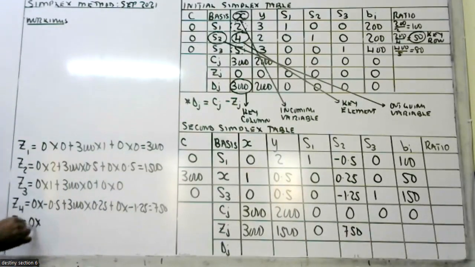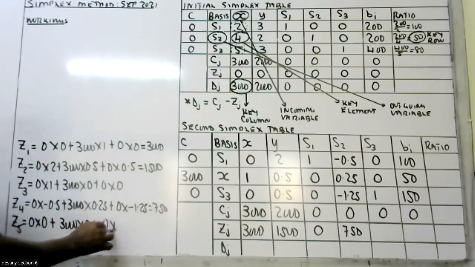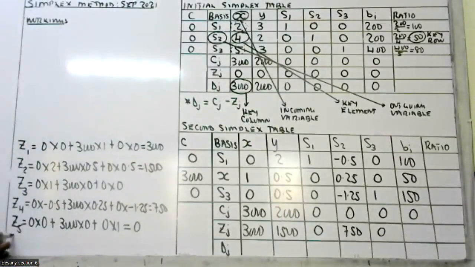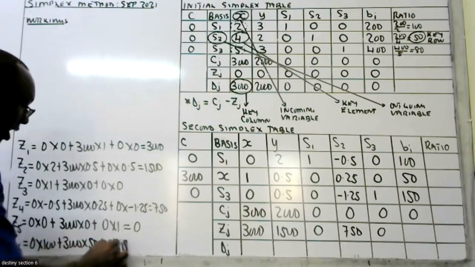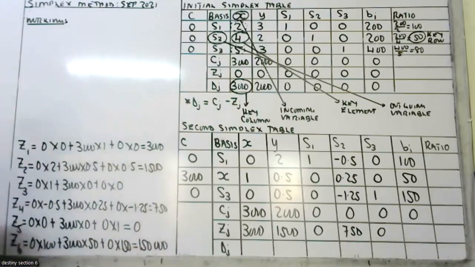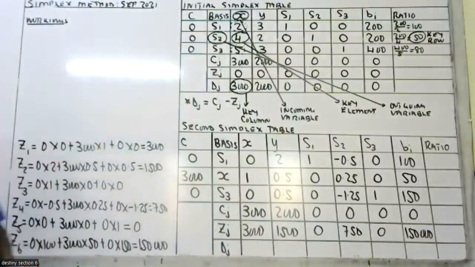Z5 will be 0 times 0 plus 3000 times 0 plus 0 times 1. All these are zeros. And the last one, Z6, will be 0 times 100 plus 3000 times 50 plus 0 times 150. This is 150,000. So your 150,000 will go here. That is 150,000. Those are the workings for now.